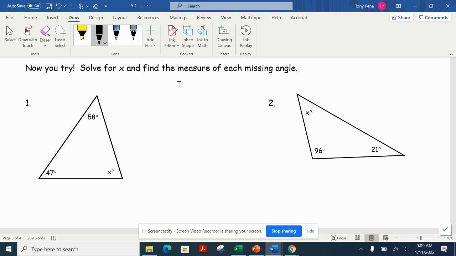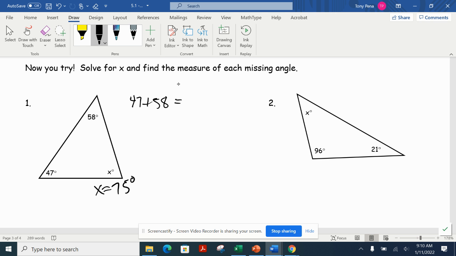All right, number 1, Lily. What'd you get, Lily? I got 75. Good. This angle should be 75 degrees. How'd you get that, Lily? I added up 58 and 47, which is 105, and then subtracted from 180. Good. And your thought process might be a little bit different, but she added these 2 up.